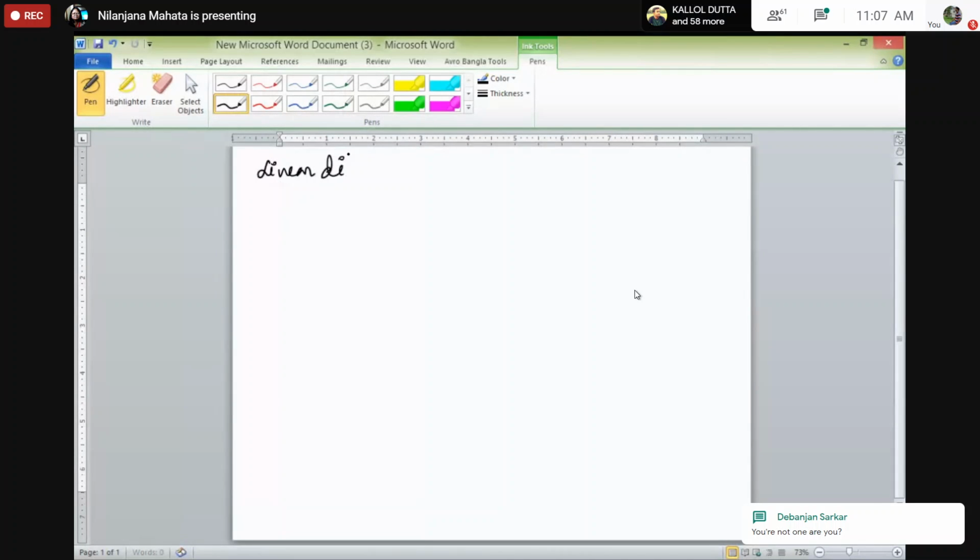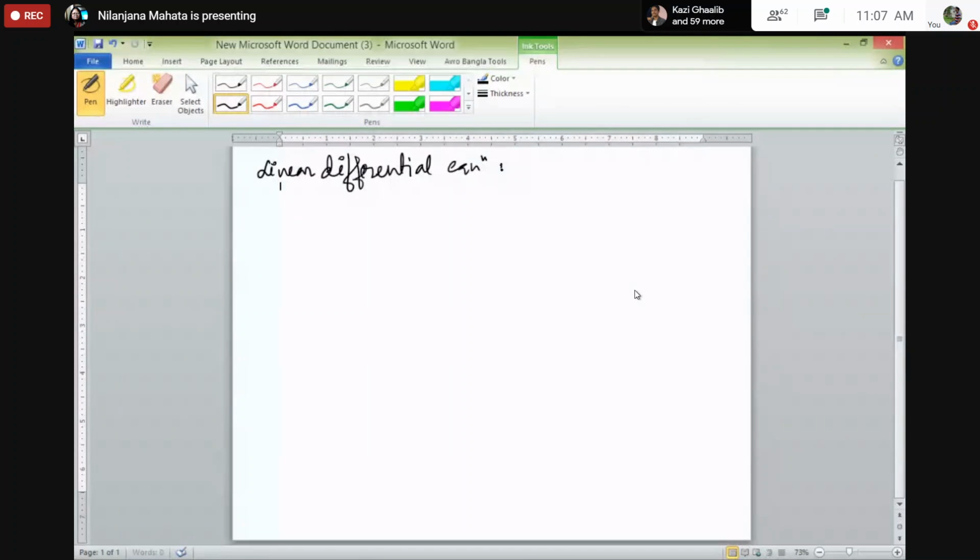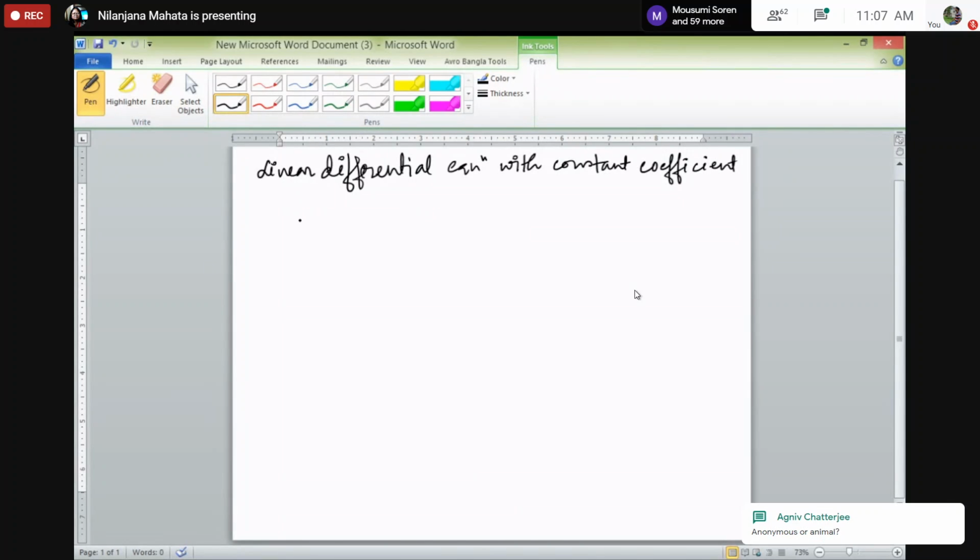Linear differential equations with constant coefficients. Okay, so we have gone through how to find the CF. You remember how to find the complementary function of a given differential equation. I hope you have already gone through it.